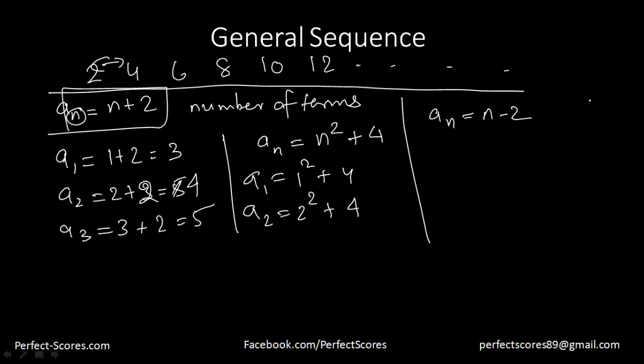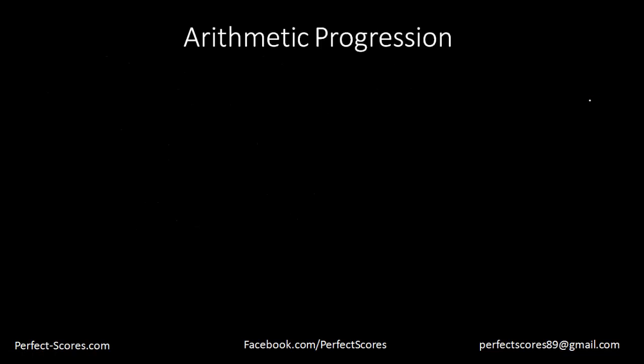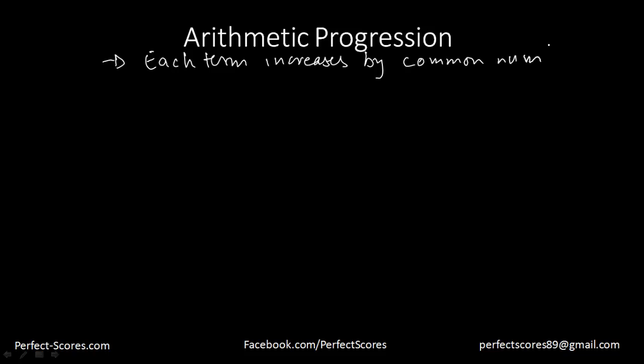Now coming to the most important part, coming to one of the most important sequences that is tested in most of the exams, is called the arithmetic progression. Now what is an arithmetic progression? An arithmetic progression is a sequence where each term increases by a common number, right? So let's suppose this is an arithmetic progression here. You can clearly see that each term is increasing by a factor of 2. Each term is increasing by a factor of 2. So this over here is an arithmetic progression, right?